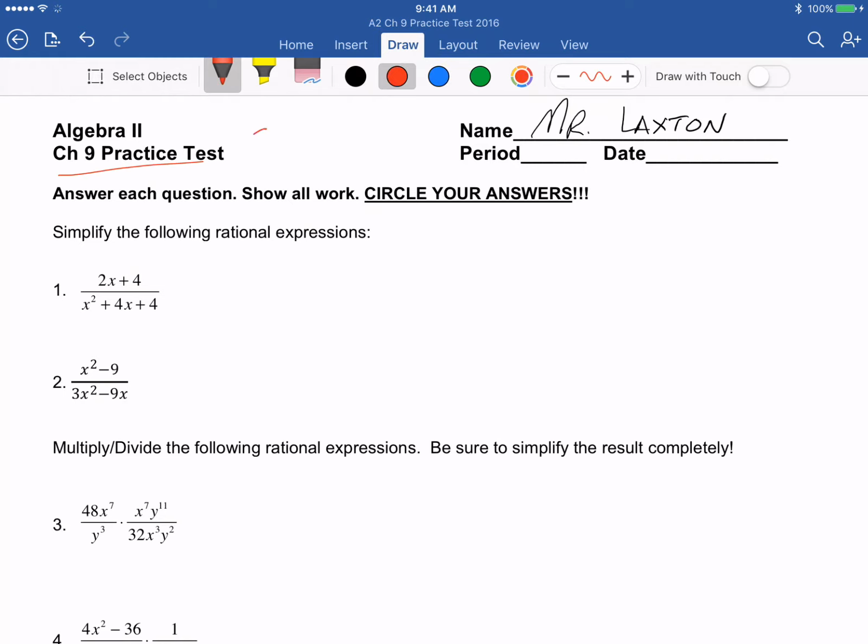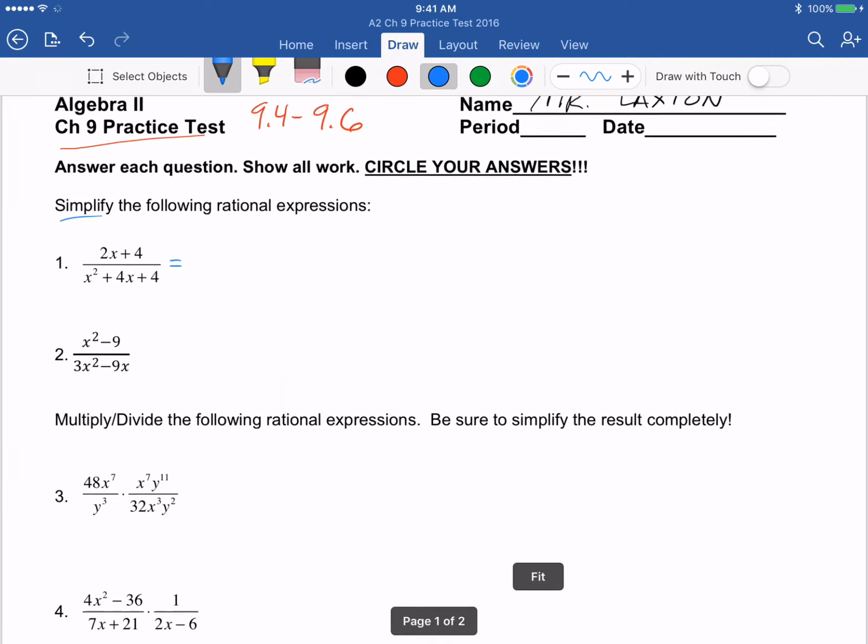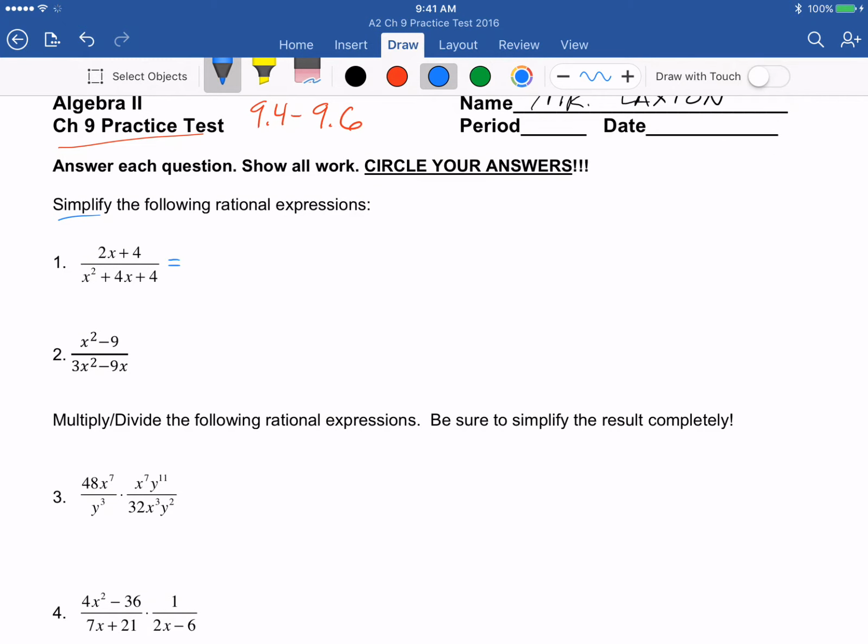So for this chapter you were asked 9.4 through 9.6, so those are just the three sections that are going to be on this test here. If we look at the first couple here, it's just asking us to simplify. It doesn't ask us to multiply, divide, do anything crazy. We just have to simplify. We do that by factoring whatever is on the top and on the bottom.